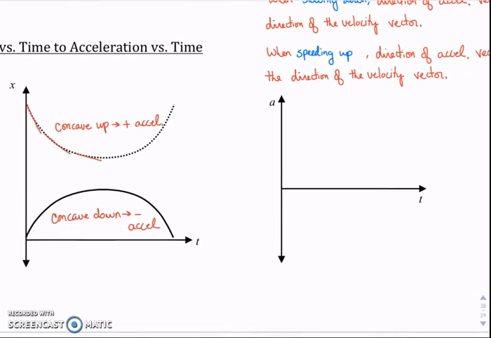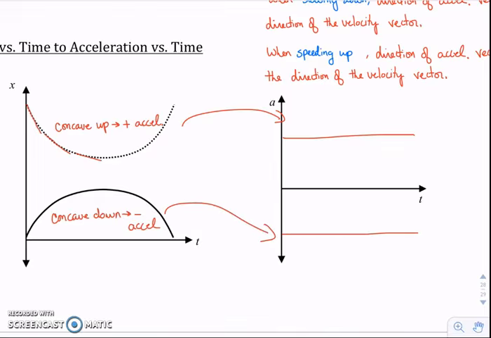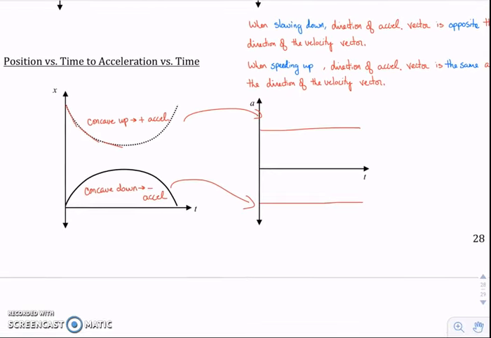So the shortcut is concave up, positive acceleration, concave down, negative acceleration. So if we draw these graphs, the positive acceleration one is going to be a positive acceleration, and the negative acceleration one, negative acceleration. In this class, we're only going to focus on parabolas for position versus time graphs, and a parabola is a constant acceleration. A parabola on a position versus time graph is a constant acceleration, and so that's why we have the horizontal lines.